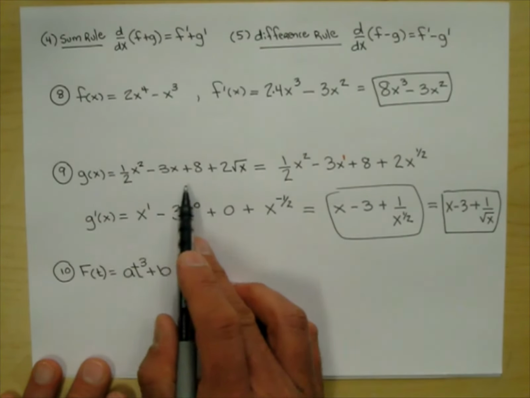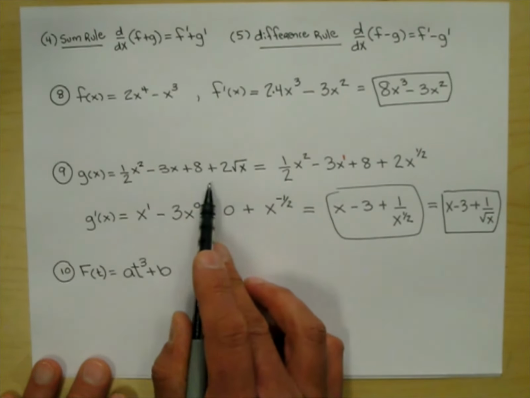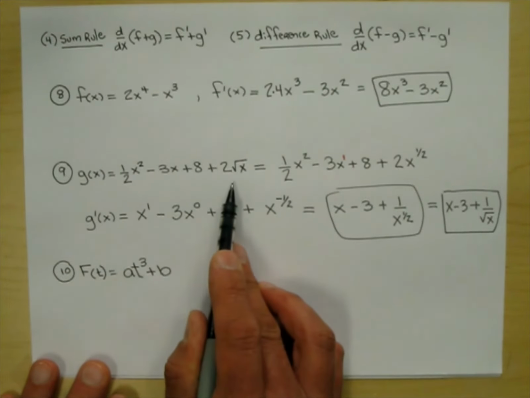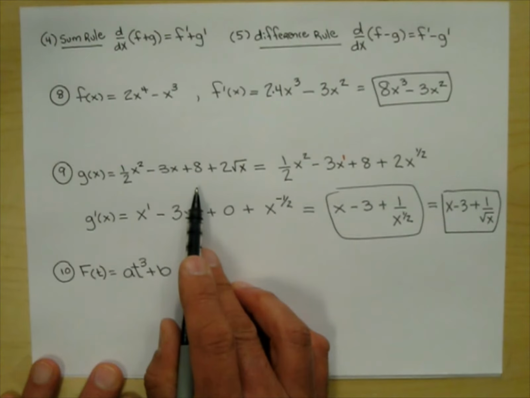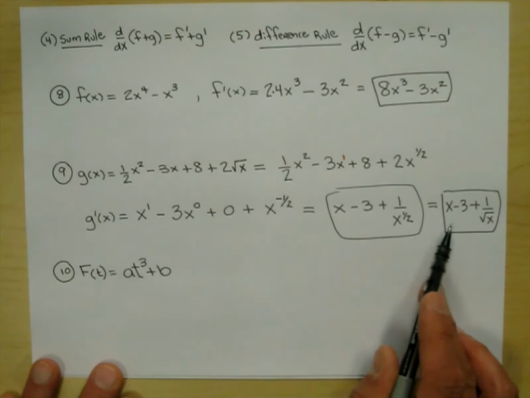And I just couldn't imagine doing this using the definition. I couldn't imagine doing all that algebra. I mean, it would just be a mess. And then taking a limit as h goes to 0, you would get exactly one of these guys.